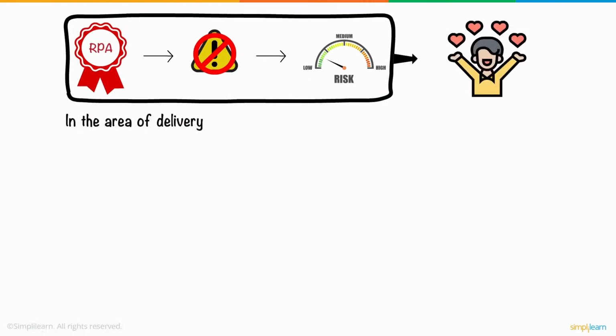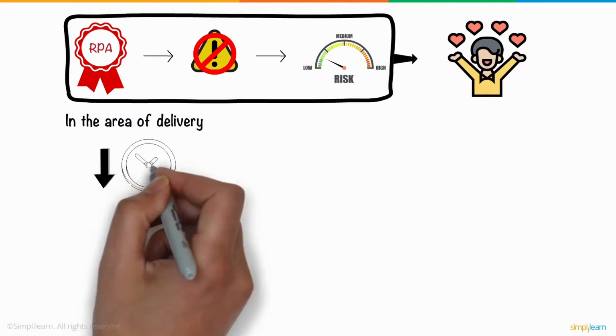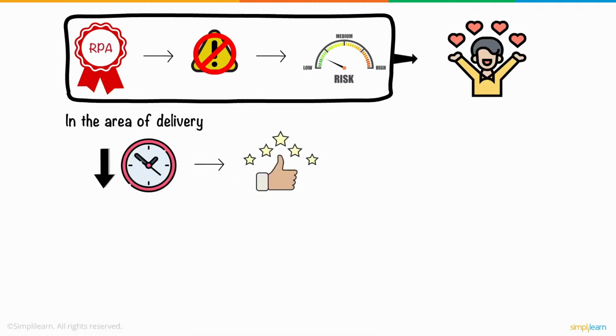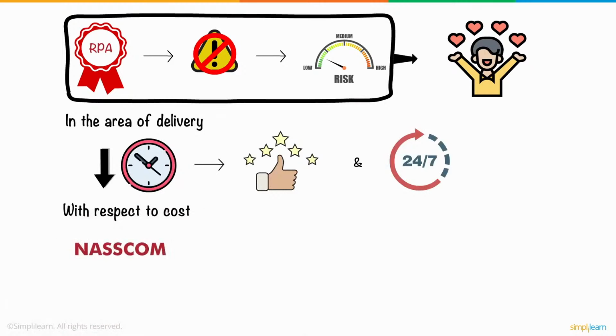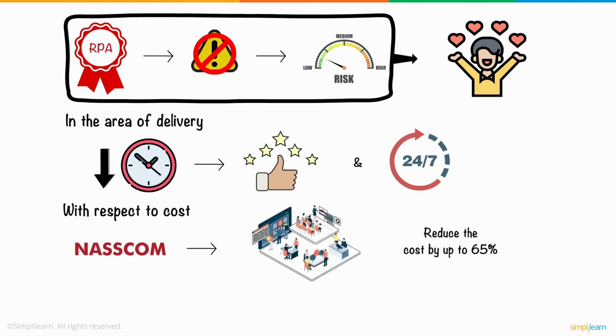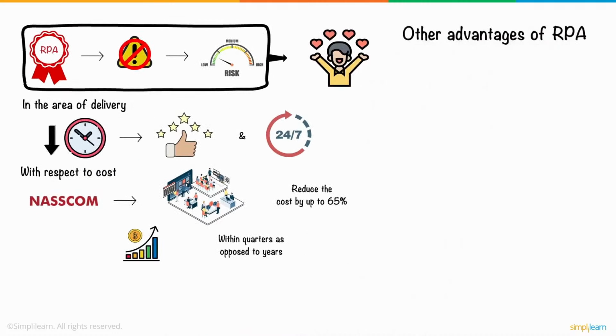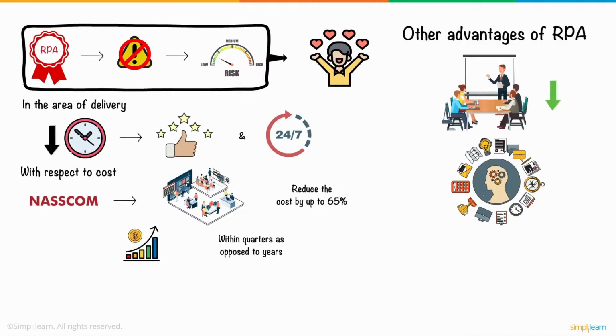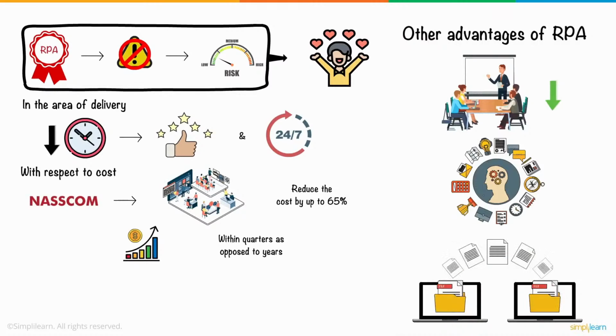In the area of delivery, RPA can help decrease the average handling time, and this enhances the customer experience and ensures 24/7 business continuity. With respect to cost, according to NASSCOM, domestic businesses can reduce the cost by up to 65% through RPA. It offers a higher ROI by driving positive returns within quarters as opposed to years. Other advantages of RPA include reduced training costs, minimal utilization of IT resources, and easier software migration.